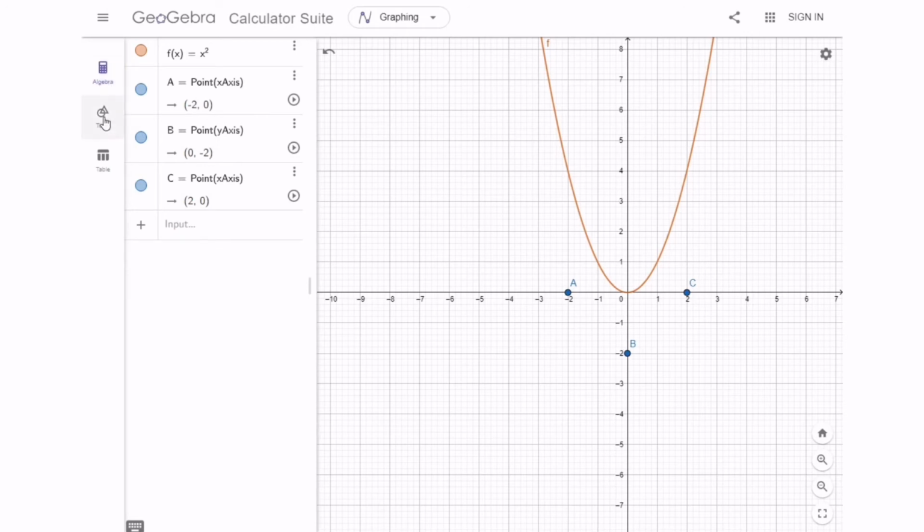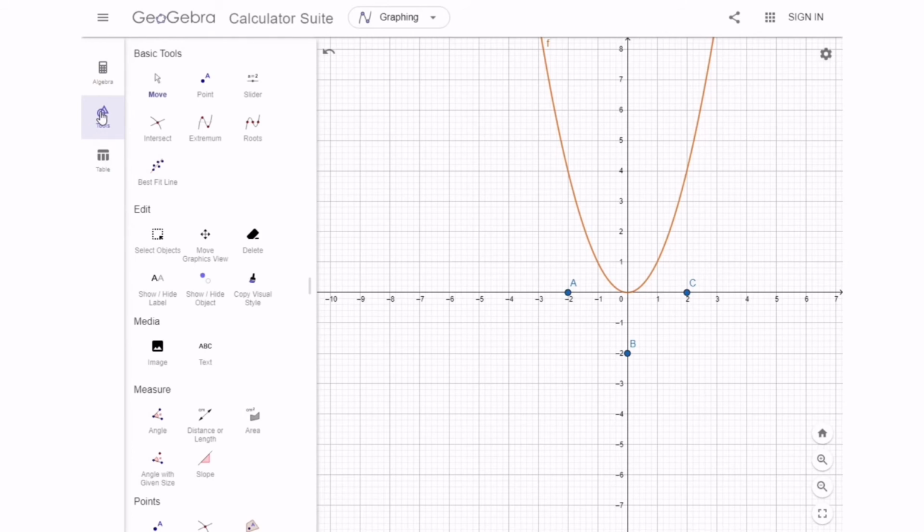There are also several tools here: the move, point, slider, and intersect. That's all for me. Thank you so much.